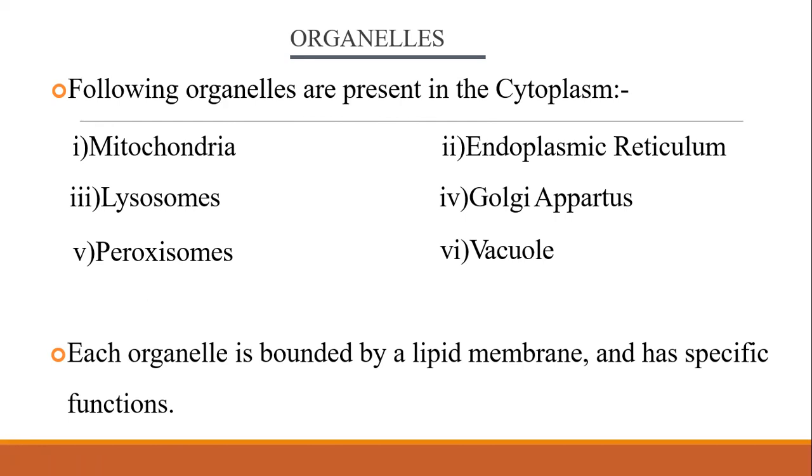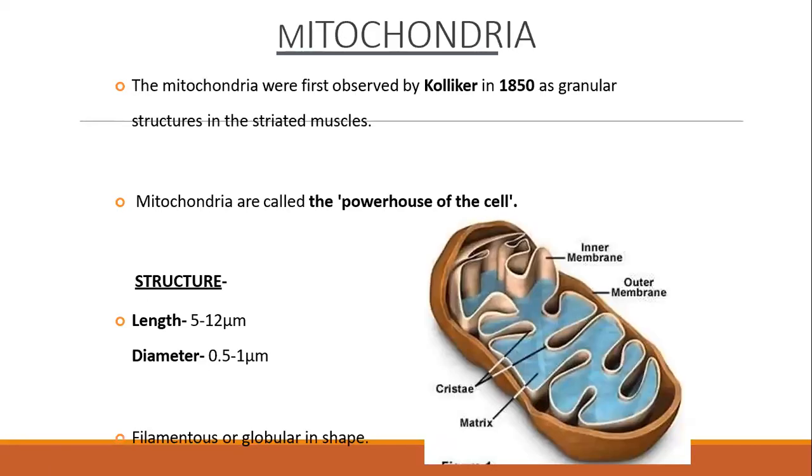Each organelle is protected by a lipid membrane that has specific functions. So firstly comes the mitochondria. Mitochondria is commonly known as what? The powerhouse of the cell, because they generate adenosine triphosphate, that is ATP. This ATP helps in the formation of chemical energy. So mitochondria are known as the chief source of energy in the cell.